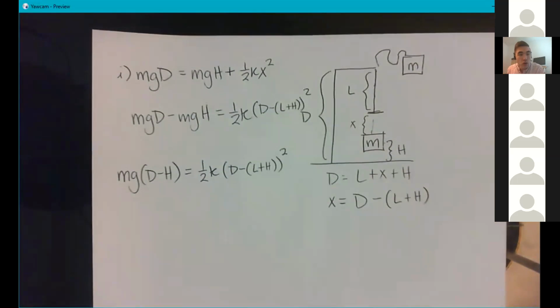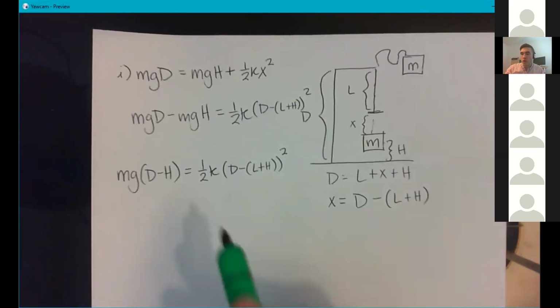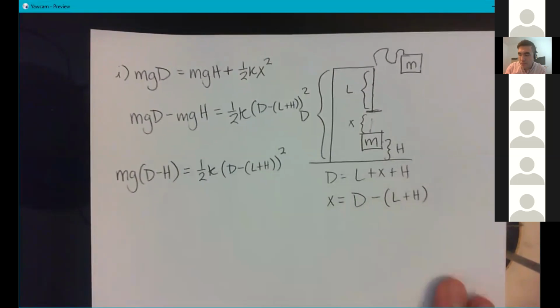So this is probably overkill for this step. The only reason why I would do this is because it's going to make this next part easier, a little bit more straightforward. For the second part, they then ask us to derive an expression for the spring constant of the cord, which is easy because since I wrote it this way, this will give us K.